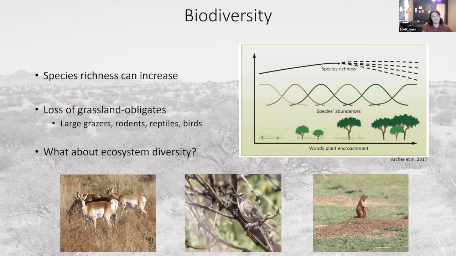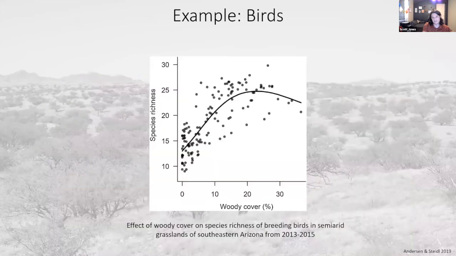So let's focus in on birds because there's been a lot of studies. I think Eric Anderson presented on this 2 years ago at the Science on the Sonoyta Plain. So I'll give you some examples from his paper he published with Bob Steidel in 2019. So again, here's a look at the effects of woody cover on species richness of birds. And he looked at Las Cienegas, Appleton White Research Ranch, and then Jornada Experimental Range in New Mexico.